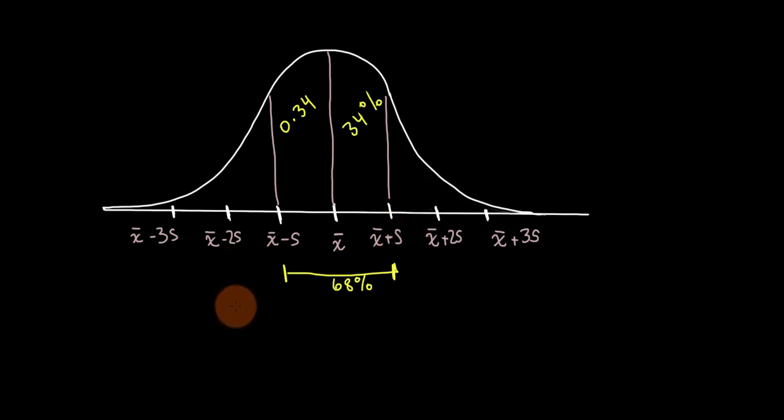The next segment here would be the mean plus or minus 2s, 2 standard deviations, which is about 95%. And we're going to consider the wedges right here.